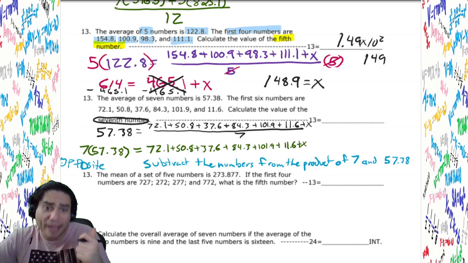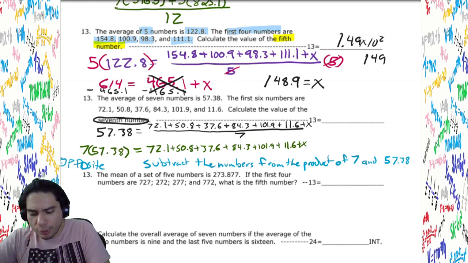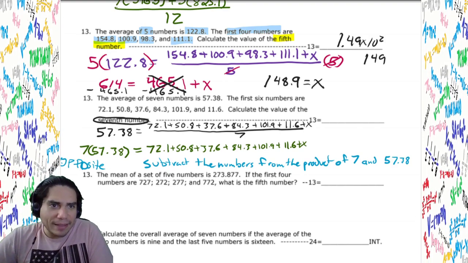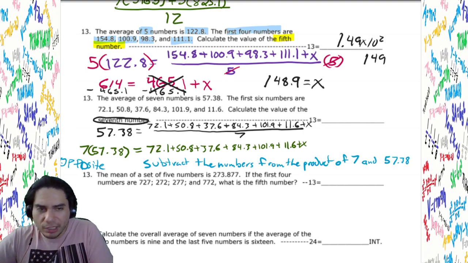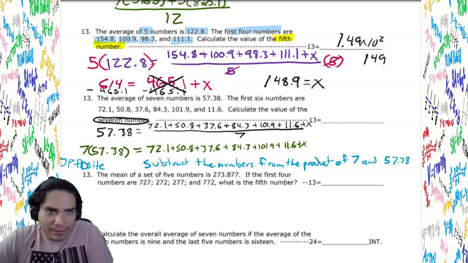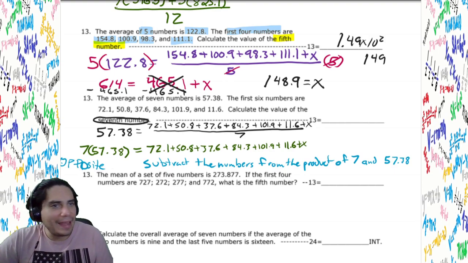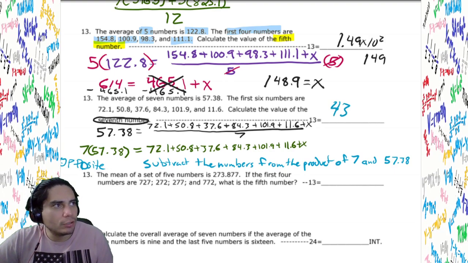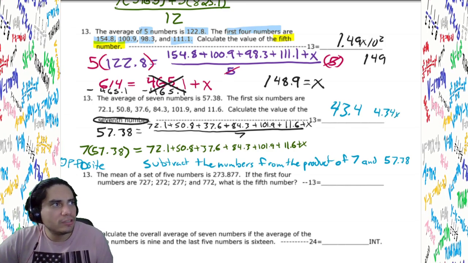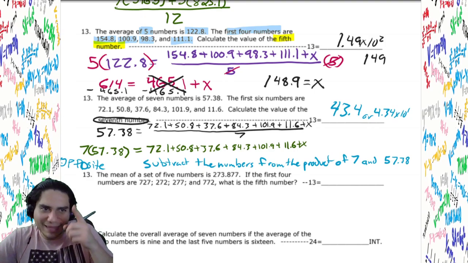And then we're going to subtract all the other numbers. 72.1 subtract, 50.8 subtract, 37.6 subtract, 84.3 subtract, 101.9 subtract, and 11.6 subtract. And I end up with 43.4, or 4.34 times 10 to the first. And that's what it is, my friends. That's how you do it, okay?